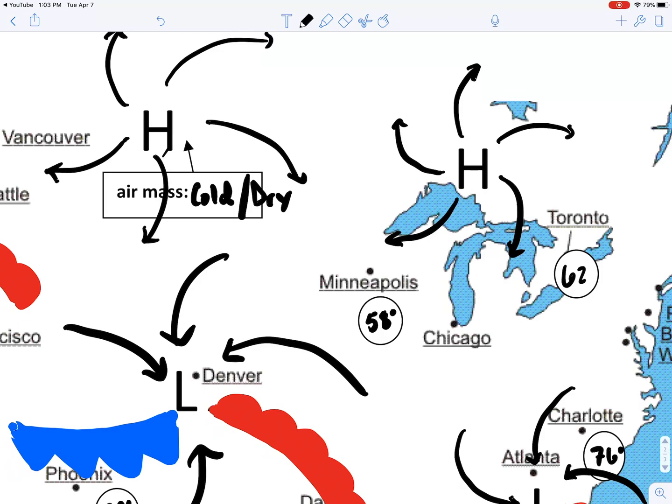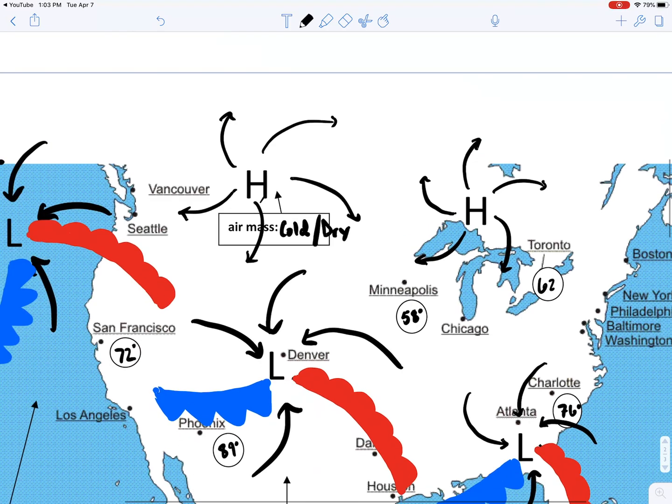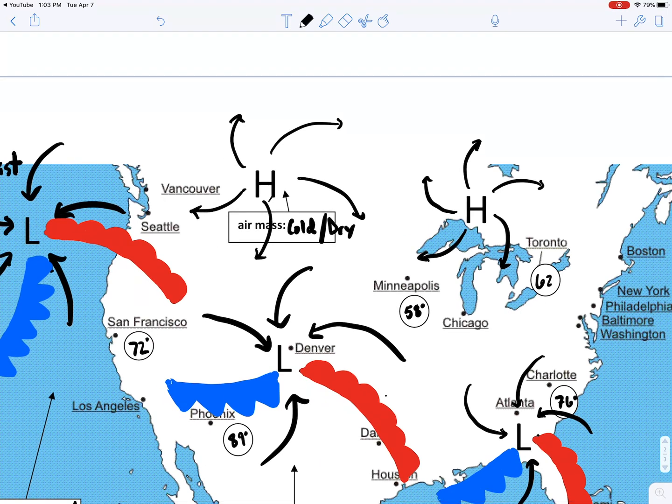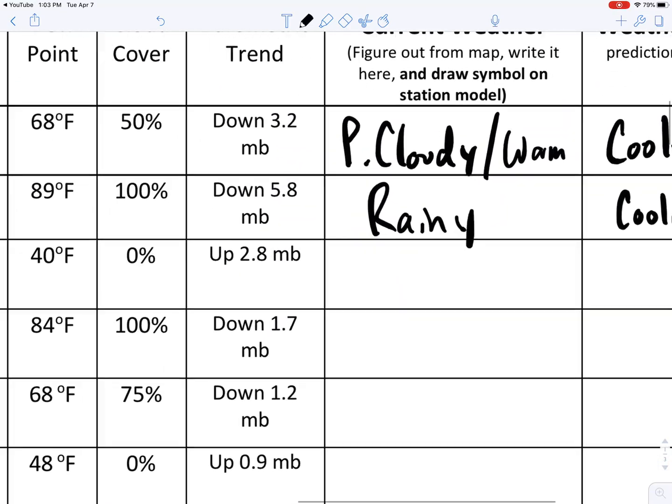High pressure all around it. High pressure, we know, means sunny, clear skies. So it is sunny and beautiful in Minneapolis. If we think about what's coming toward Minneapolis, well, in the next few days, I see a warm front that's moving this way. And we know warm fronts bring clouds and sometimes light rain and warming temperatures.